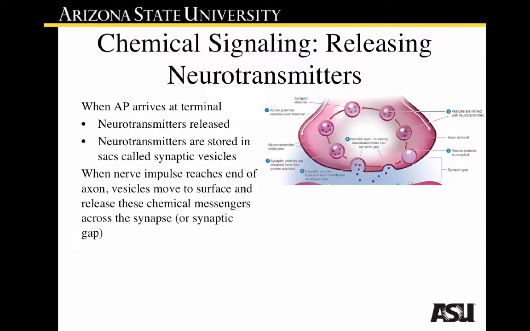And then, as we said, when we get to the end of that axon, when the AP, that is the action potential, arrives at the terminal, then the neurotransmitters are released. These neurotransmitters are stored in sacs at the end called synaptic vesicles. And when the nerve impulse reaches the end of that axon, the vesicles move to the surface and release chemical messengers. And those chemical messengers go across the synapse to the next neuron.